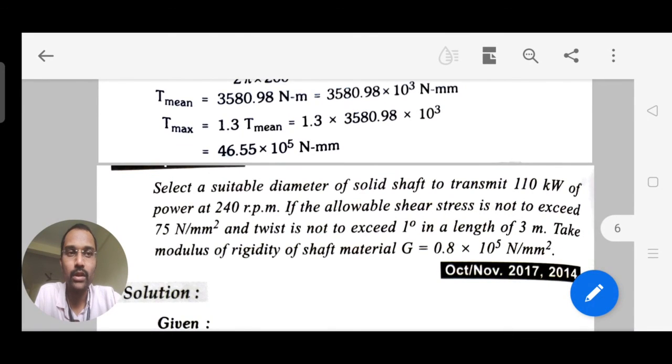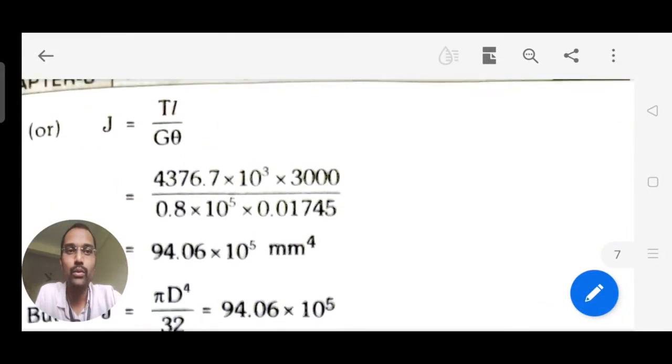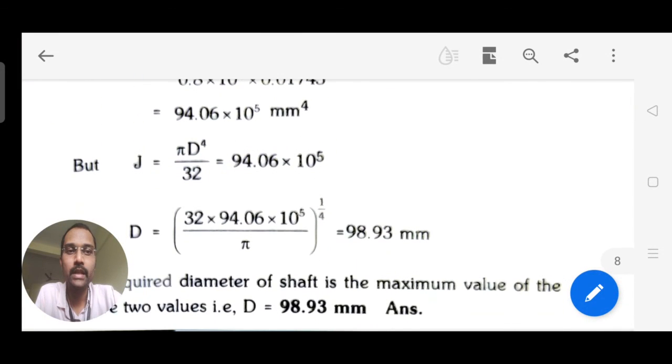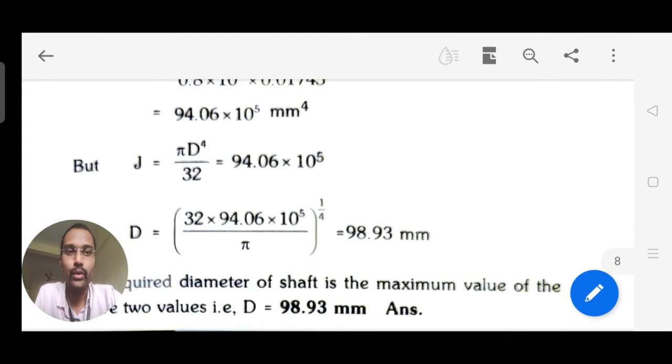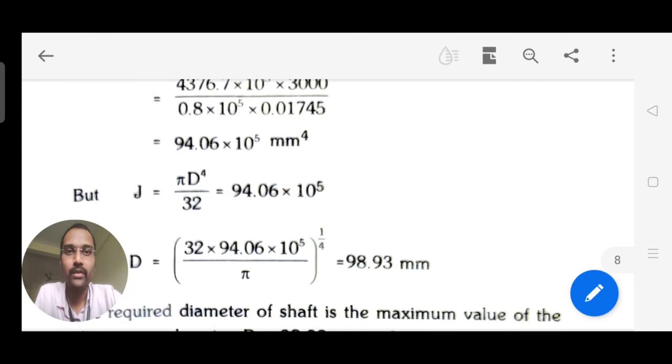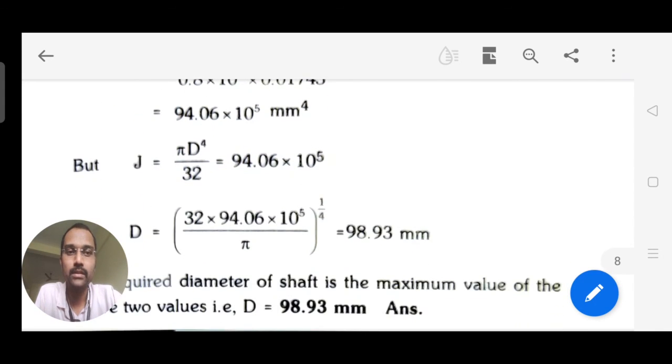He has not mentioned to find it for both cases, but you have to be alert that based on the given data we can find it for both cases, and according to that we can find the suitable diameter. So considering the torsional rigidity, the required diameter is 98.93. If you take less than this, what happens? It will fail under torsional rigidity. When it is taking a twisting action, the torsion, it will get out of shape.